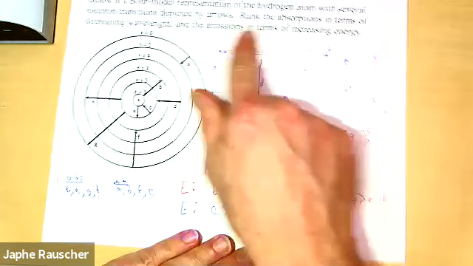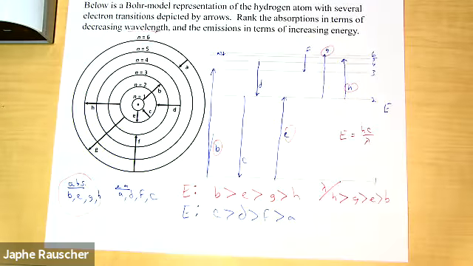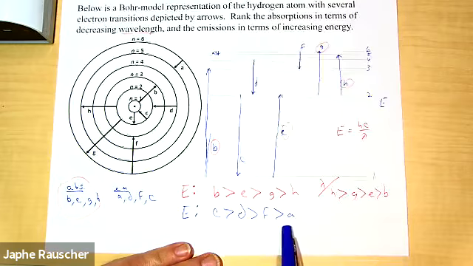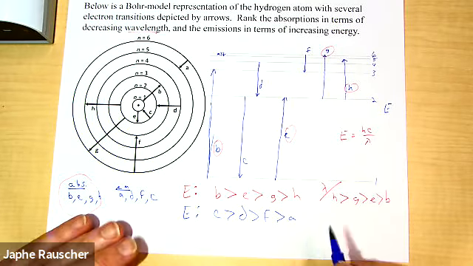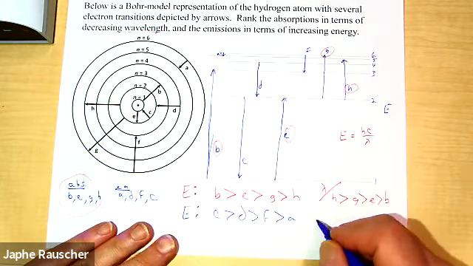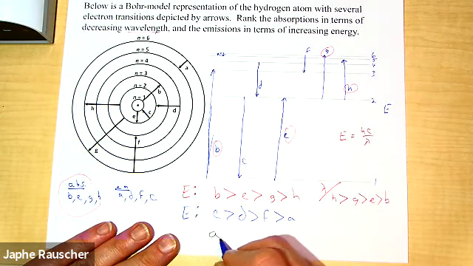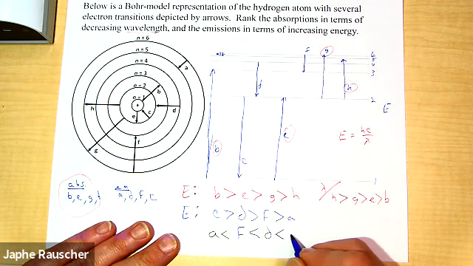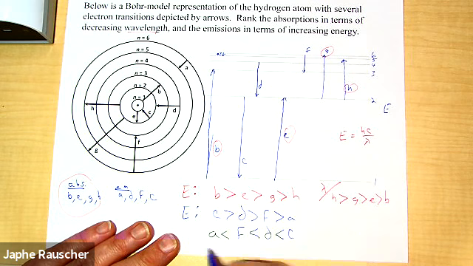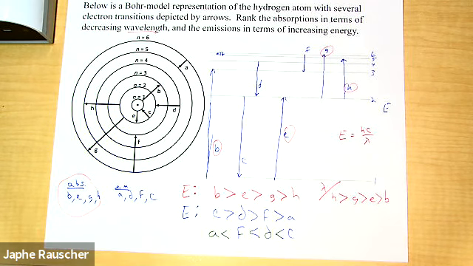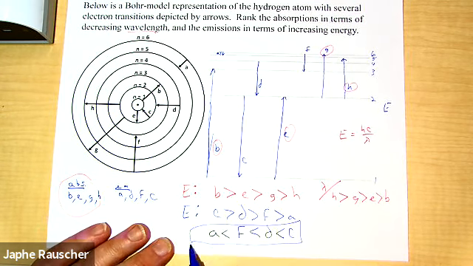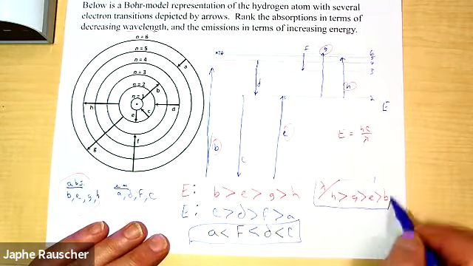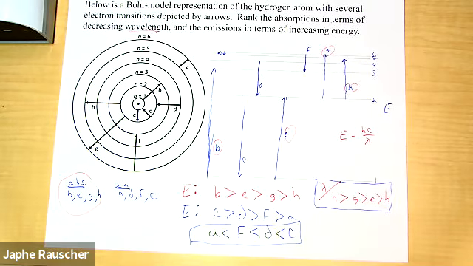For the emissions, it says in terms of increasing energy, and we have it in the opposite order, so we can redo this: A is smaller than F, which is smaller than D, which is smaller than C. So that's increasing energy, and that's all we had to do. All right, guys, thanks a lot.